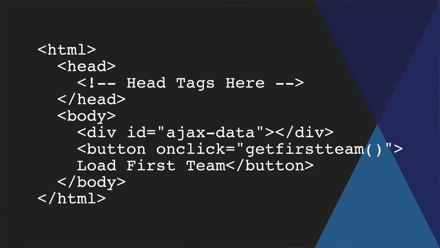Finally, it's time to print our data out onto the page with JavaScript. This is the fun part and one of the easiest parts of the whole process. Remember when I mentioned to create that function for the onReadyStateChange function? This is where our JavaScript will go. But first, create a new HTML page with the basic setup. Then add in a div with an ID of AJAX data. Next, add a button with an onClick value of getFirstTeam.